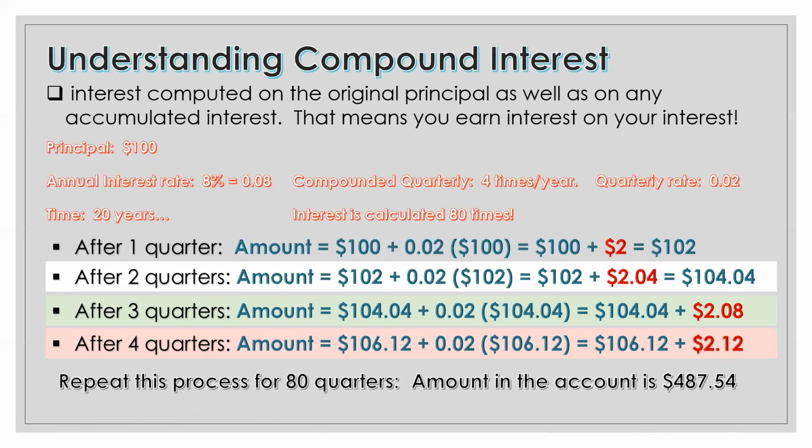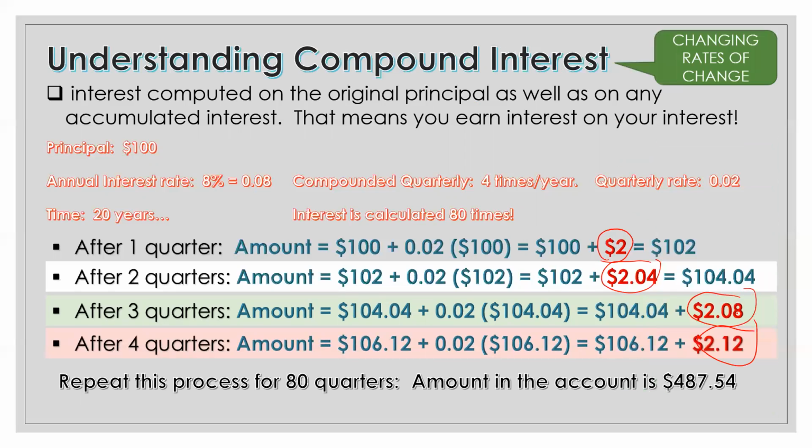If we repeat this process 80 quarters, the amount in the account would be $487.54. That's a lot more than the $260 you've seen before. But what I want you to pay attention to are these. What do you notice? Changing rates of change, but relative to the 2% quarterly interest or the 8% annual interest. When we think of changing rates of change, we say it is an exponential model.